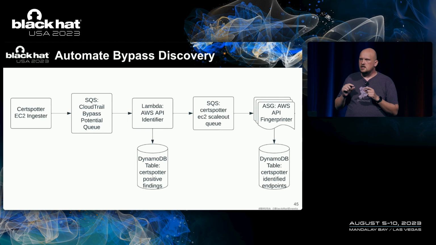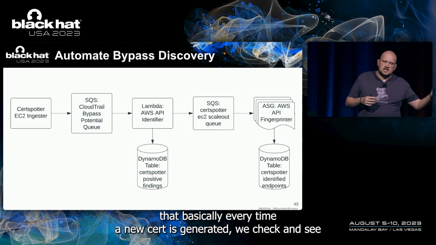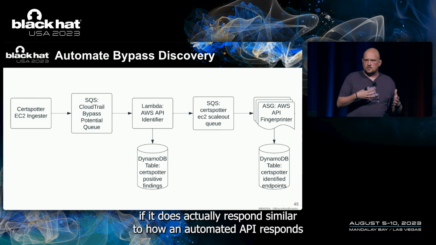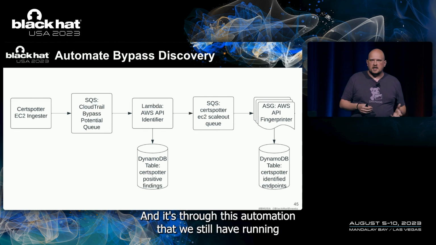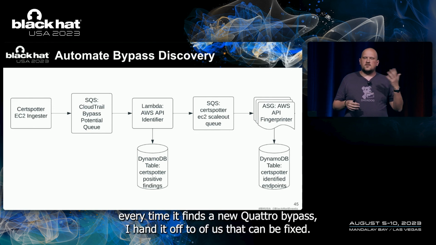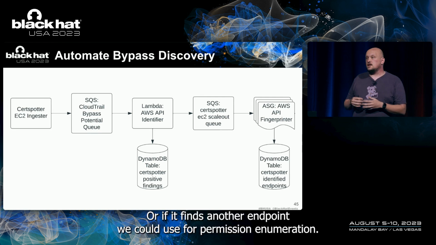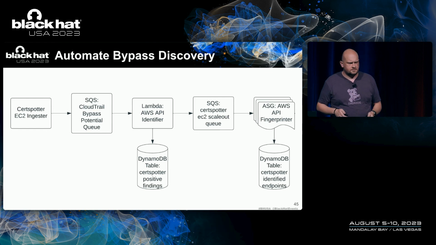and subdomains. And what I have set up is a ton of automation that basically every time a new cert is generated, we check and see if it does actually respond similar to how an AWS API responds. And if it does, try and fingerprint what service it's associated with. And it's through this automation that we still have running. Every time it finds a new CloudTrail bypass, I hand it off to AWS so that it can be fixed. Or if it finds another endpoint we could use for permission enumeration, I add it to a little database.